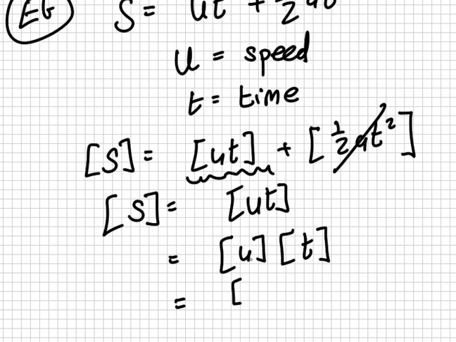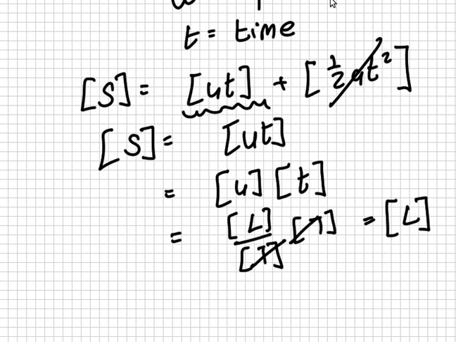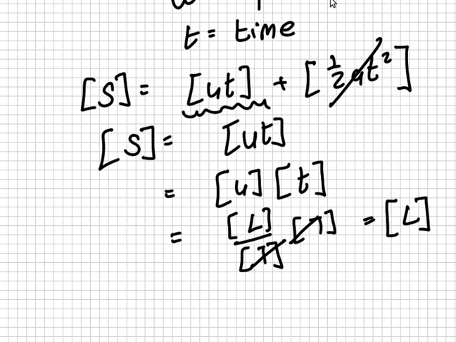What's U? Speed, that's length over time, and then T is dimension time. So they cancel, and you're left with length. So whatever country you're in, S will be in feet, meters, kilometers, whatever. Okay. Now, I want to give you an example that shows you how useful this is. Can I go down, or do you need to write that down? You need to write it down? Okay.